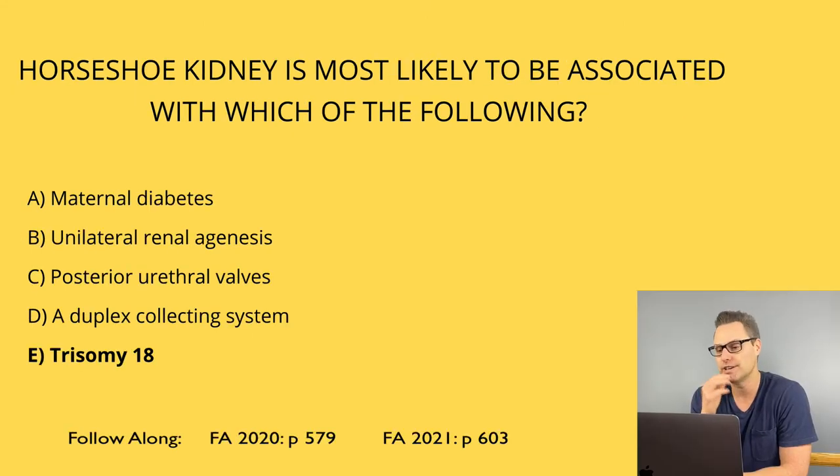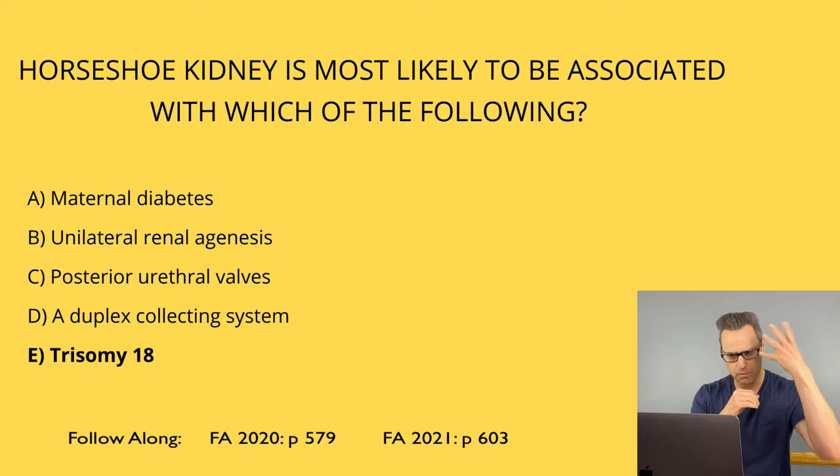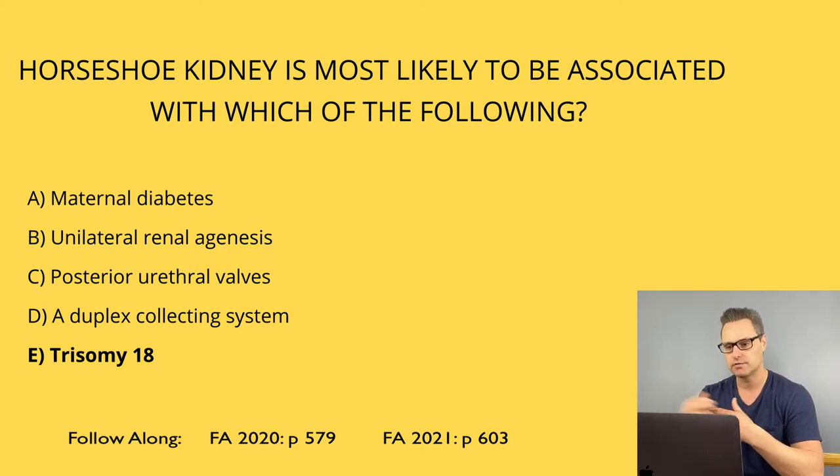The correct answer here is E. So something really important you want to keep in mind when it comes to the horseshoe kidney is that it is more likely to happen in someone who has a chromosomal aneuploidy. So let's say you see a patient in a vignette with Down syndrome, they've got a higher risk. You see someone with trisomy 13 or 18, they've got a higher risk.